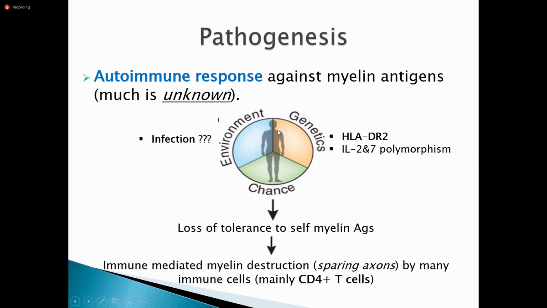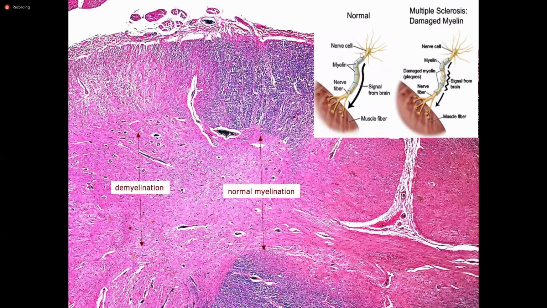They make antibodies against myelin antigens. The net result is myelin destruction, sparing the axons, by many immune cells, mainly CD4 positive T cells. So what happens? There is normal myelination, and the autoimmune antibodies come and directly damage the myelin sheath.